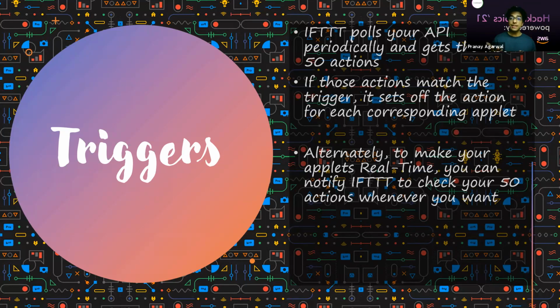So the real-time API helps with that too, because you can make sure that every time you get an email, IFTTT polls, finds that email, and does an action for each corresponding email. What else?